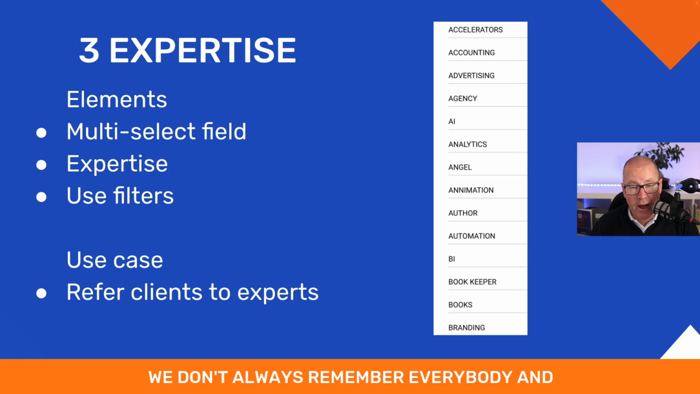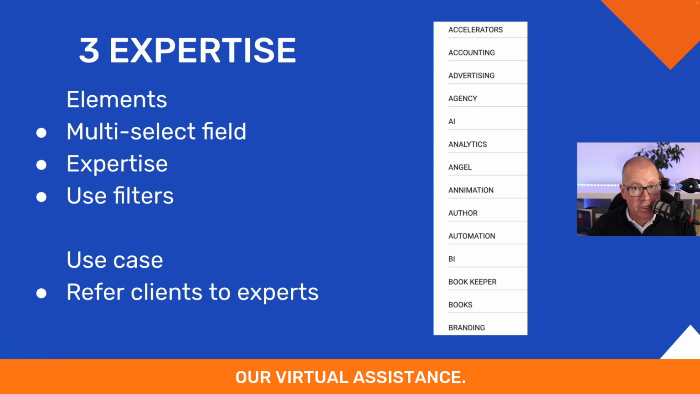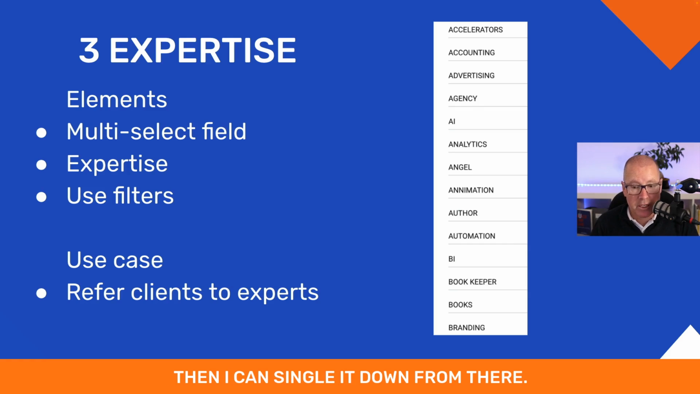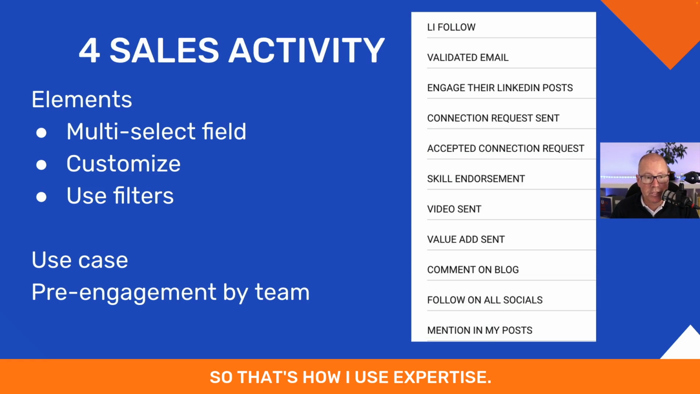Because we don't always remember everybody, and it's just a very simple way of going, oh, okay. So for me, for example, virtual assistants, I don't provide them, but I highly recommend them. So I can just go in and go virtual assistant, filter it by that in my contacts, and there's probably 20, 30 names, and then I can single it down from there. So that's how I use expertise.